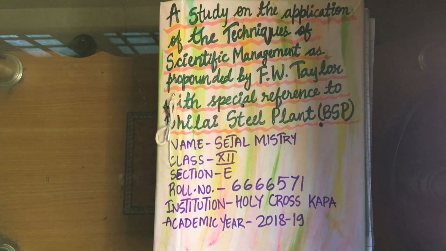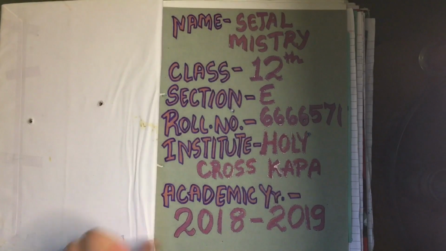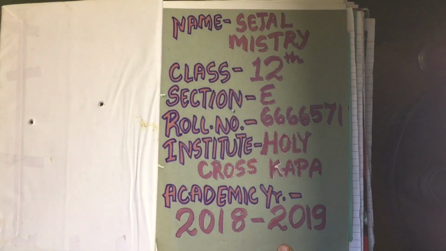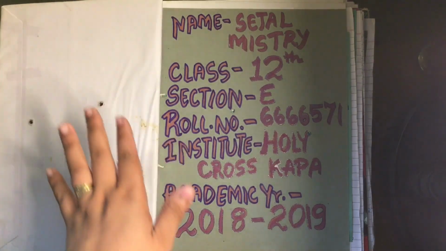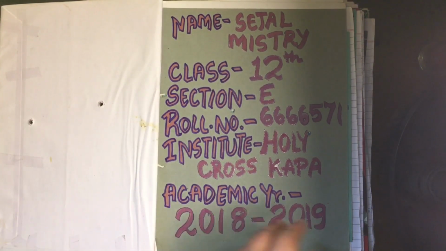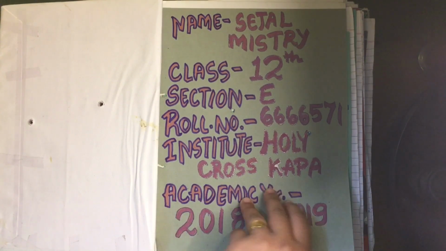I visited Bhilai Steel Plant and my year of academics was 18-19. I studied in Holy Cross, Kappa. Okay, so here is the project. It starts with the very first page, which has my name, class, section, roll number, which is the CBSE roll number, with the institution name and academic year.